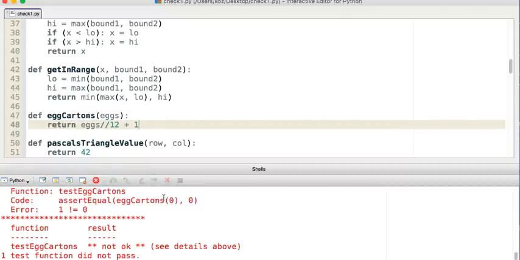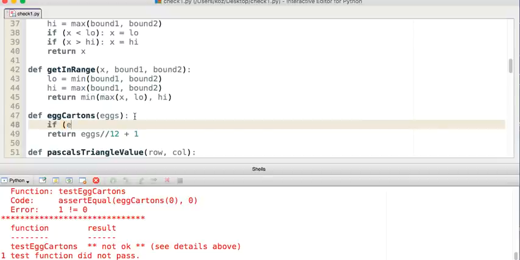In fact, it doesn't work for 0, because 0 over 12 is, well, 0. And we're saying we need 1 carton. But you don't need a carton at 0. You need 0 cartons. And it's not just 0. It's every multiple of 12. 12 eggs requires 1 carton. But 12 over 12 is 1, and we're adding a second one. So the deal is this formula works except when eggs is a perfect multiple of 12.